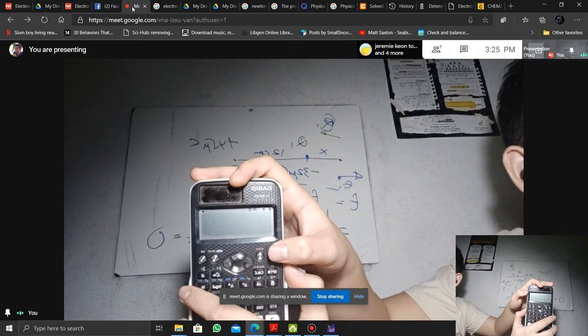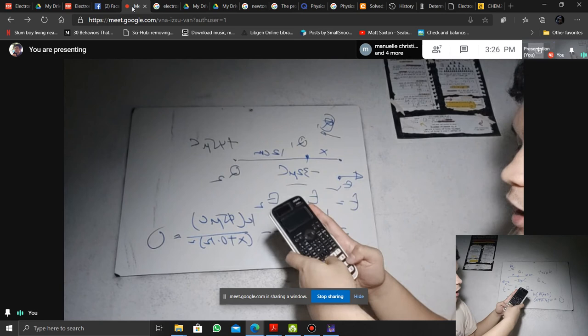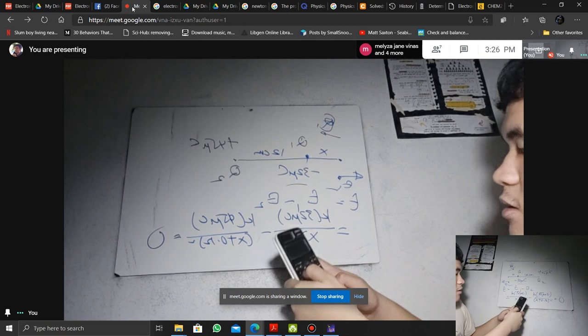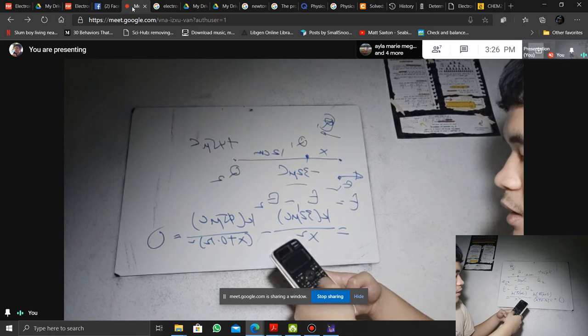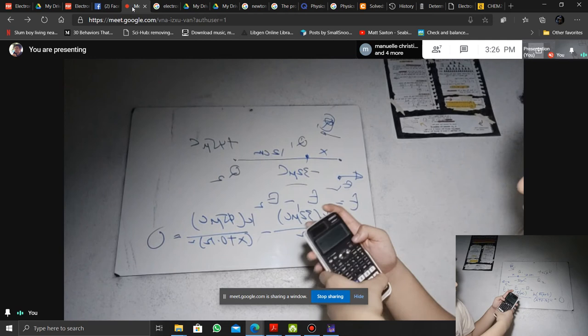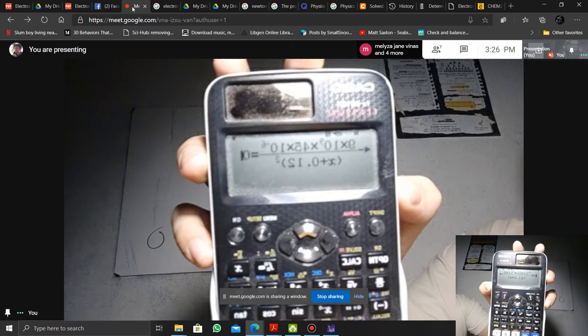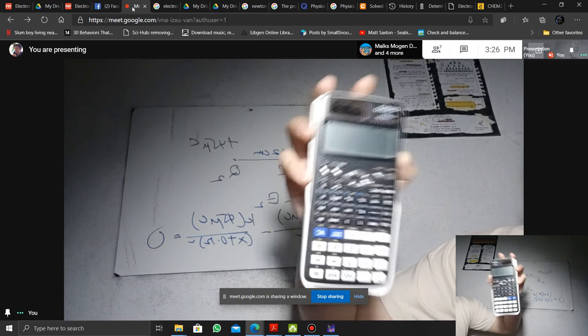So, 9 times 10 to the 9 times 32 times 10 to the negative 6 over x squared minus 9 times 10 to the 9 times 45 times 10 to the negative 6 over (x plus 0.12) squared. Tapos ligyan natin ng equal to 0. Ayan, ganyan yung lalabas. So, solve natin. Try natin. Tagal to. Let's wait for 1 minute siguro.